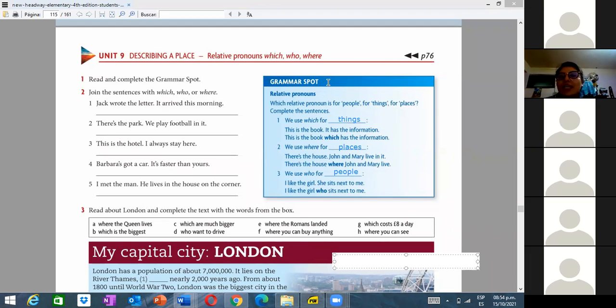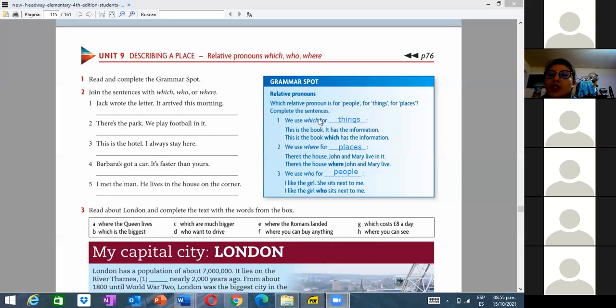Yeah, okay. Here we have, look at the first, well, look at the books. Grammar's book, okay? Today we are learning more about relative pronouns. We have a lot of relative pronouns, but we are starting learning these 3: which, who, and where, okay? So there are some rules that you have to memorize. We use which for things, okay? Let's have a look at examples.